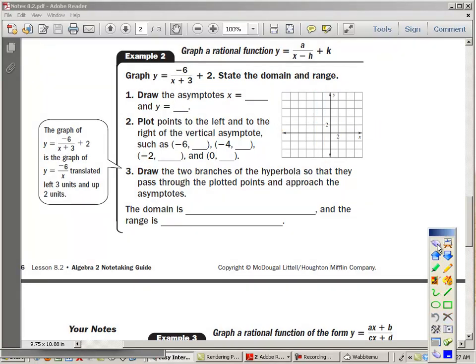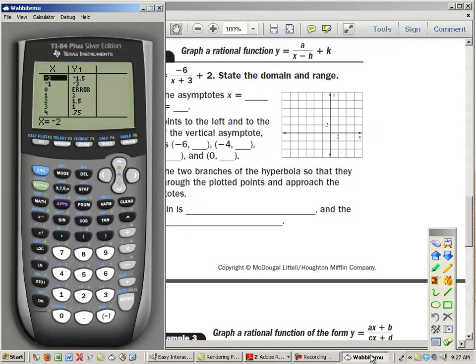All right, so now we're going to go back over to our calculator, and we're going to plug this in. Now, you've got to be careful with parentheses here. We want -6 divided by, and we have to put parentheses around this x plus 3 to tell it to keep the x plus 3 together on the bottom, and then add 2 to the whole thing. And let's take a peek at the graph.